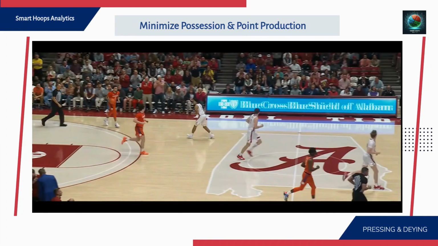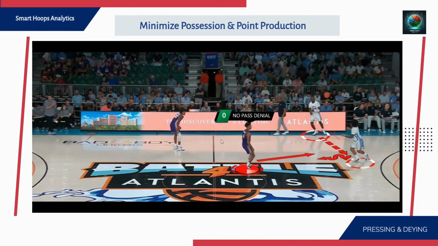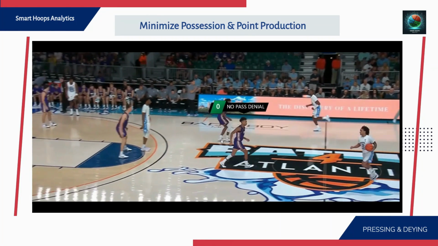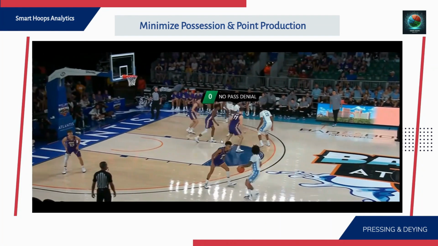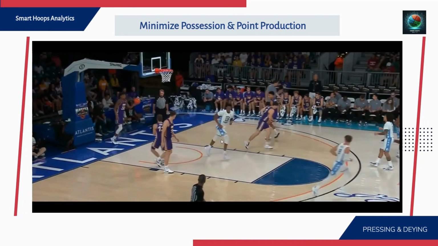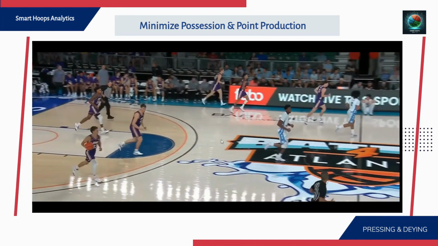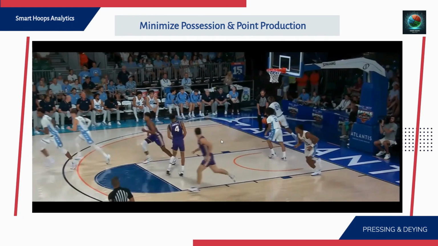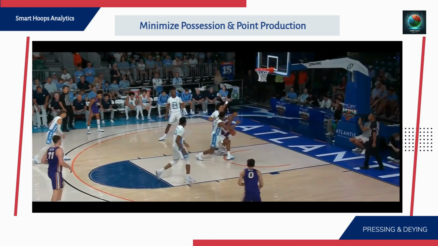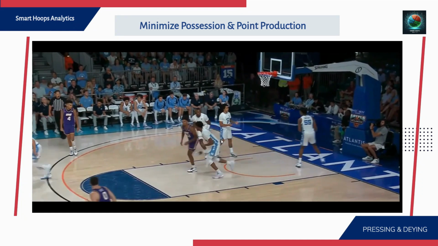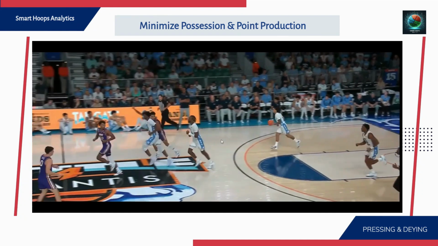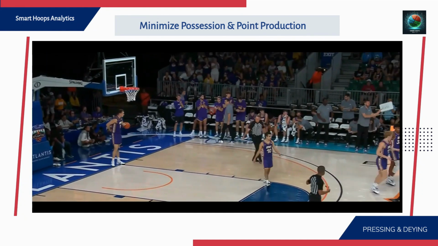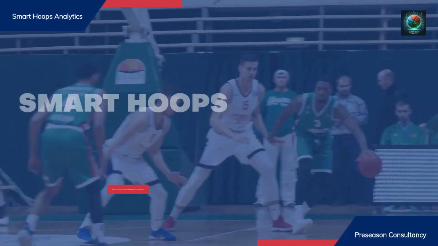When facing any opponent, your goal should be to use strategies that reduce the opponent's shot attempts, limit their point production per possession, and most importantly, cut down on their possession time. Because remember, a team's success is closely tied to possession time. The fewer possessions they have, the fewer points they can score. So, never underestimate the importance of possession time in basketball.